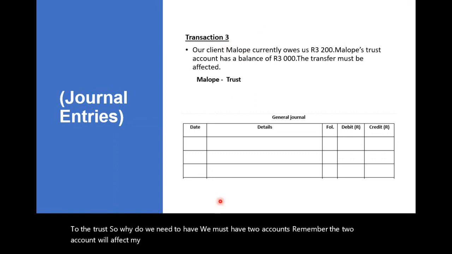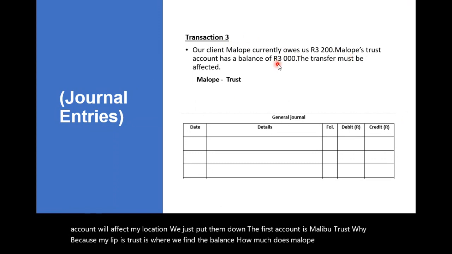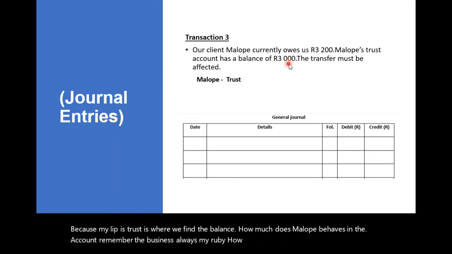Let me just put them down. The first account is Malope Trust. Why? Because Malope Trust is where we find the balance. How much does Malope have in the account? Remember, the business owes Malope how much? 3,000. Our business owes Malope 3,000.